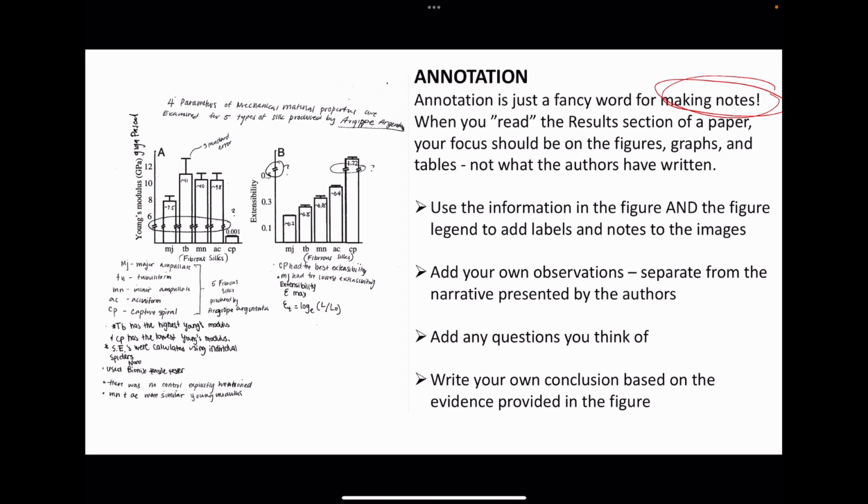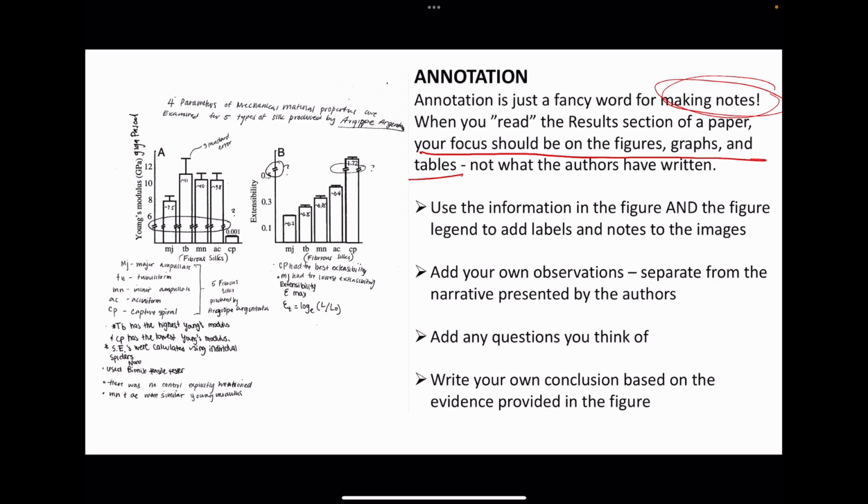So when you read the results sections of the paper, this is what I need you to focus on: figures, graphs, and tables, right? Figures, graphs, and tables, because that's where everything is, right? That's where everything is. So you can use the information in the figure and the figure legend to add labels and notes to the images.